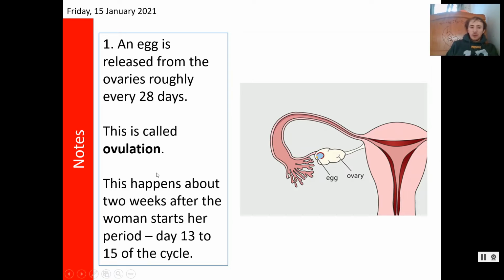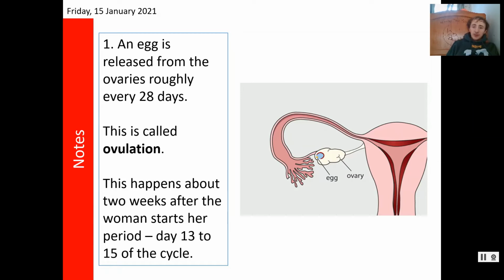Now ovulation in this kind of dead average cycle would happen on day 13 to 15. In fact, we tend to just say day 14 for ease. Again, if you don't have a 28-day cycle as a woman, it won't happen on day 14. It will happen about halfway through. So, 28 days we have ovulation. That's the first key term we need to know. That's what it's called when the egg is released. That's why that's in bold. And again, it happens on day 14.